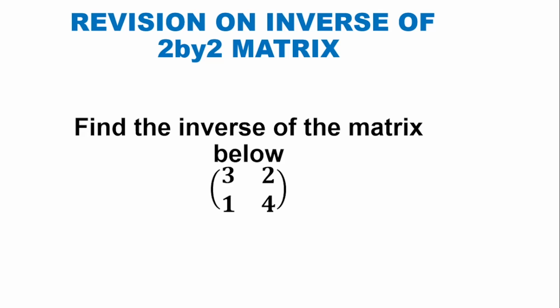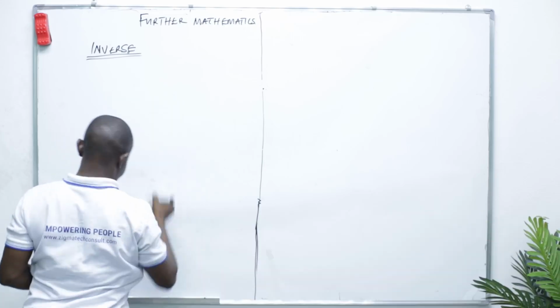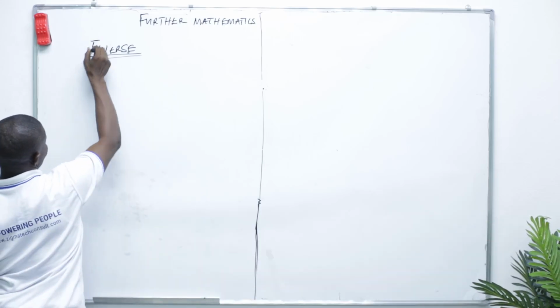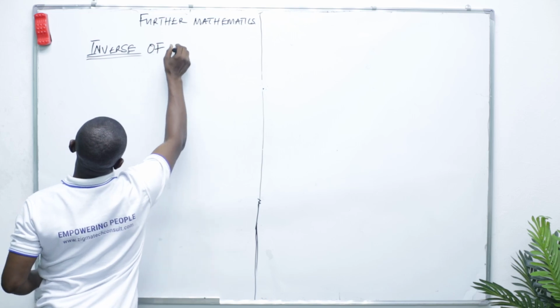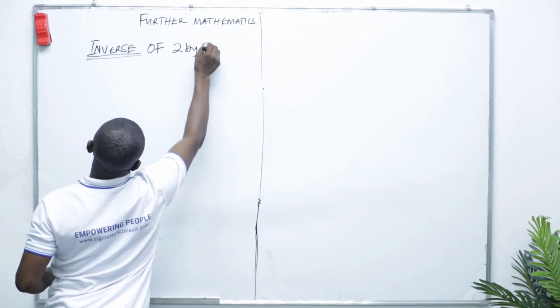A quick revision on this topic: inverse of a matrix, focusing on 2 by 2. The 3 by 3, we are going to make use of in solving three simultaneous equations. Inverse of 2 by 2.